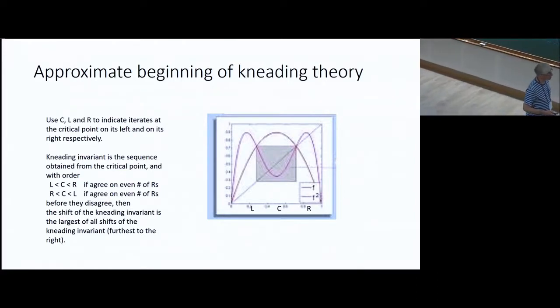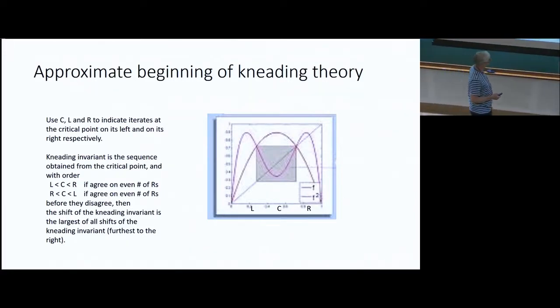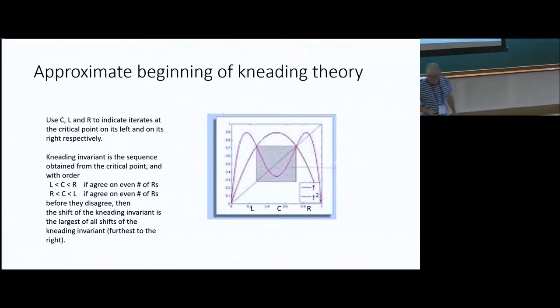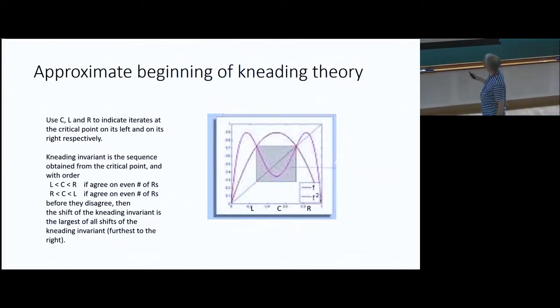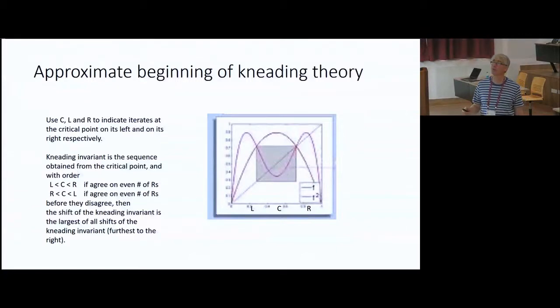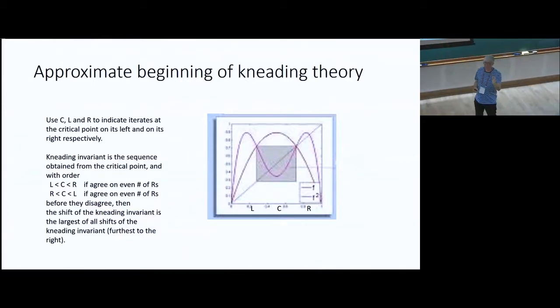Kneading theory is really just a way of labeling things. The early papers on kneading theory said, I'll give this map F, or orbits of it, a symbolic description. I'm going to put a C if we're at the critical point. I'm going to put an L if we're to the left of the critical point. And I'm going to put an R if we're to the right of the critical point. So now I take a point, maybe it's to the left, so it starts L. I see where it goes to. Oh, it's still on the left, so it's LL.